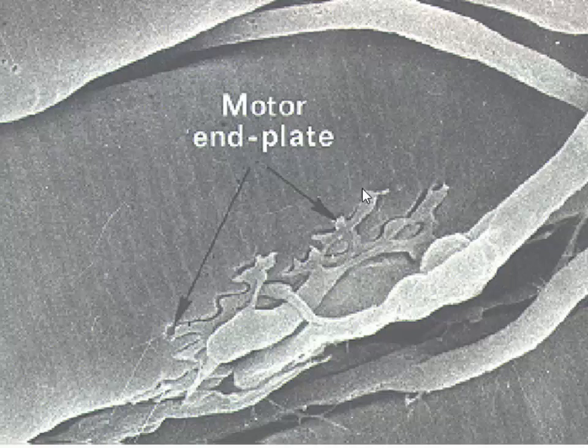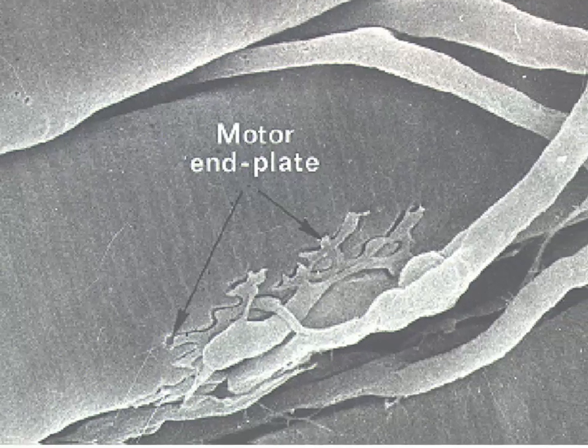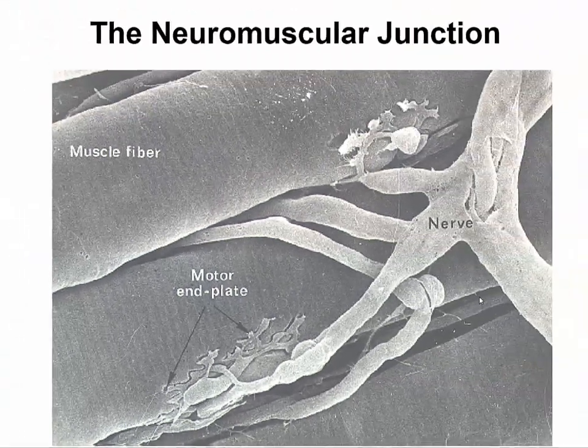We have a motor end plate, which is an indentation of the sarcolemma, which is the muscle cell membrane. And then you have the synaptic end bulbs shown here. They're going to contain acetylcholine. Now we're going to look at the events that happen at the neuromuscular junction.